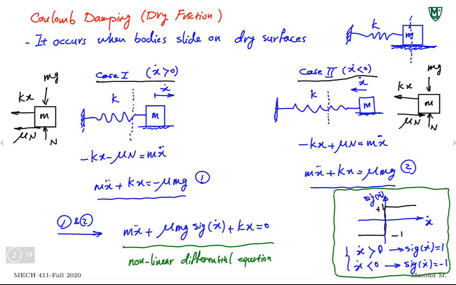However, there is a way that we can solve this. Instead of looking at this final equation, which is a nonlinear differential equation, we're going to look back at equation number 1 and 2, for two different possible situations, depending on the sign of the velocity of the system.